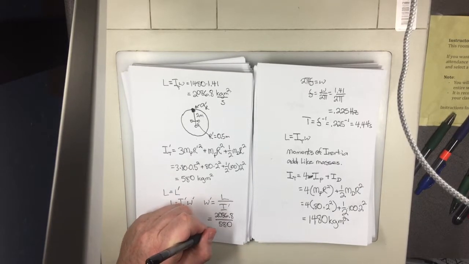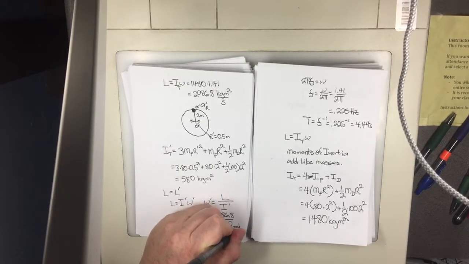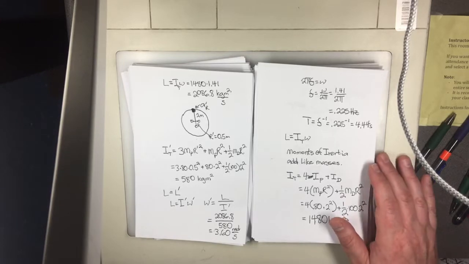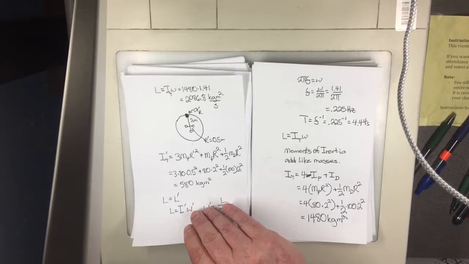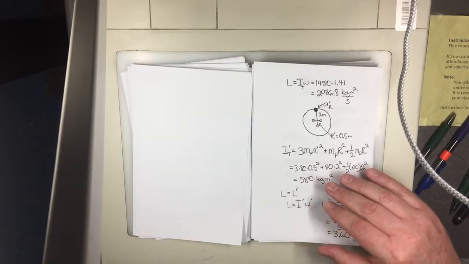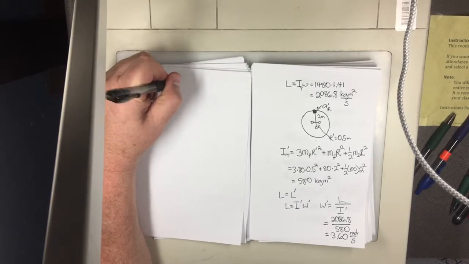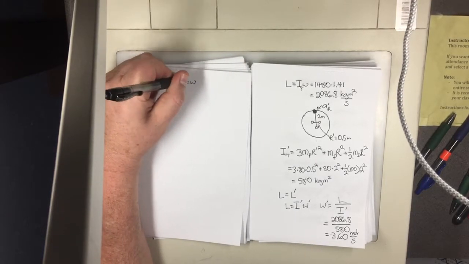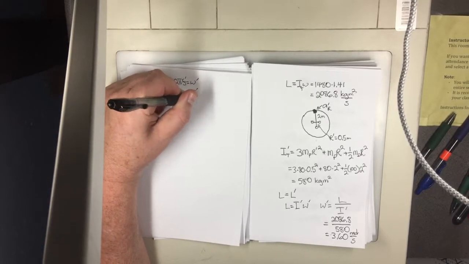Its new omega prime is 3.60 radians per second. That is its new angular velocity. Well, if its new angular velocity is 3.6 radians per second, what is its frequency? 2 pi f is equal to omega. So f prime is equal to omega prime over 2 pi.